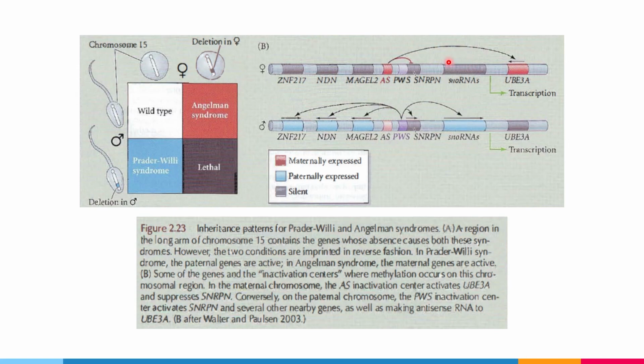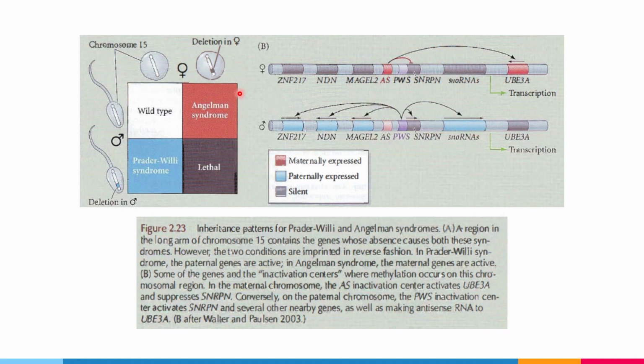So we have two loci present in both the sperm and the egg, and depending on whether the particular copy of the allele, the particular chromosome, is coming from the sperm or the egg, these are differentially methylated, and thus in the maternal copy only these red genes are transcribed, whereas in the paternal copy only the blue genes are transcribed and everything else is silent.